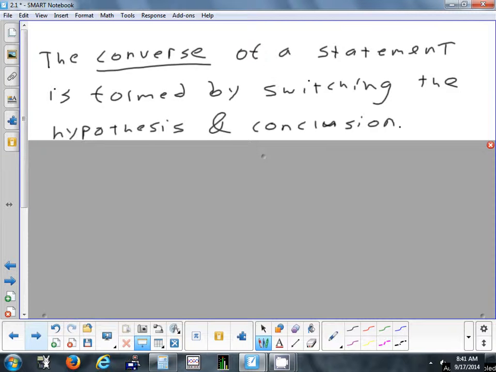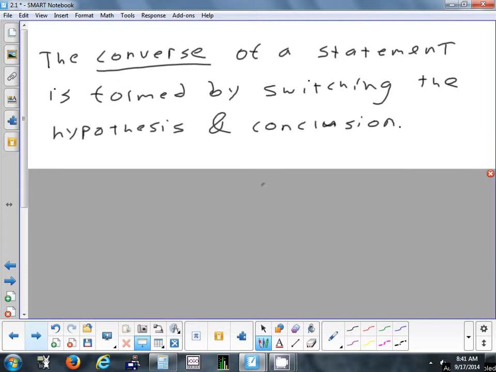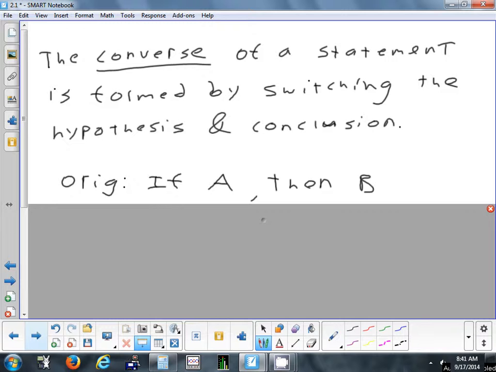It's called the converse. If you take the hypothesis and the conclusion and you switch them, you just formed the converse of the original statement. So I'm going to write it out symbolically rather than using an example, but let A and B be any sentences you want. So let's say your original statement was, if A, then B. What would the converse be?